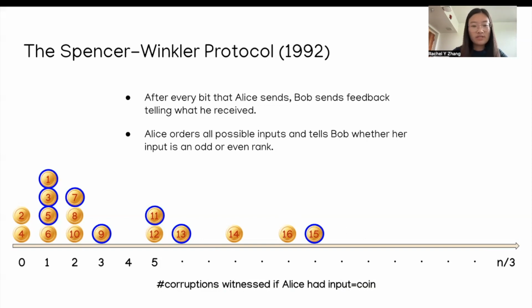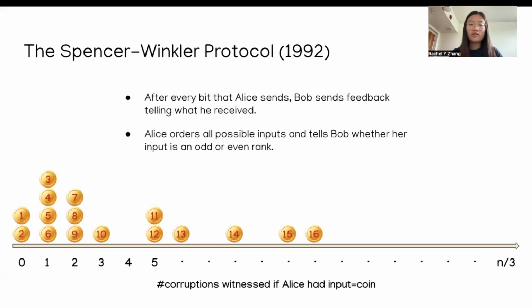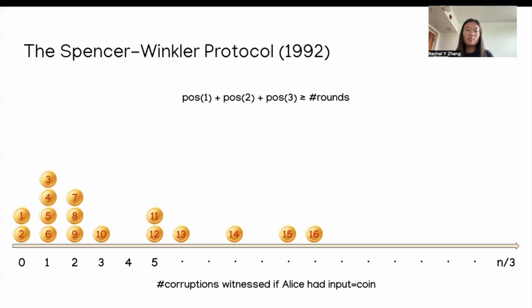And then after this, they're going to do it again. So Alice is going to renumber all the coins by their relative rank, and she's going to do it again. So the important thing in this protocol is that you can show the following equation. You can show that the positions of the first 3 coins have to, at every point in time, be at least approximately the number of rounds that have occurred so far.